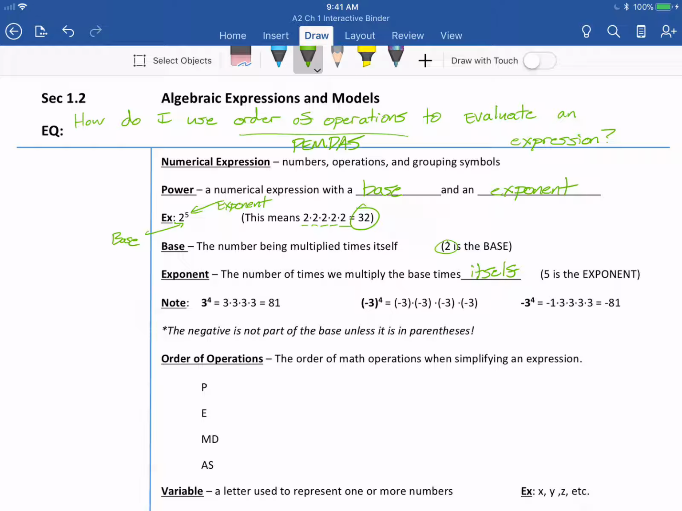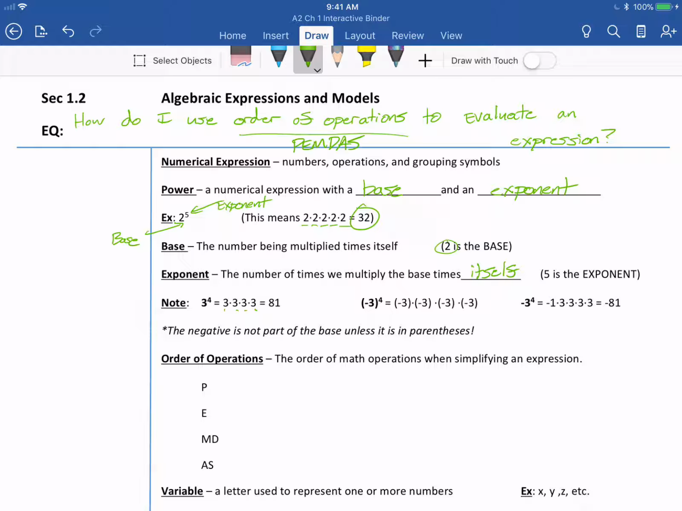Be careful here, the parentheses in these do matter. You have to be really careful when you're plugging these things into your calculator. This first one is pretty straightforward: 3 to the 4th power, 3 times 3 times 3 times 3 is 81. Great, put it in your calculator, that's fine.